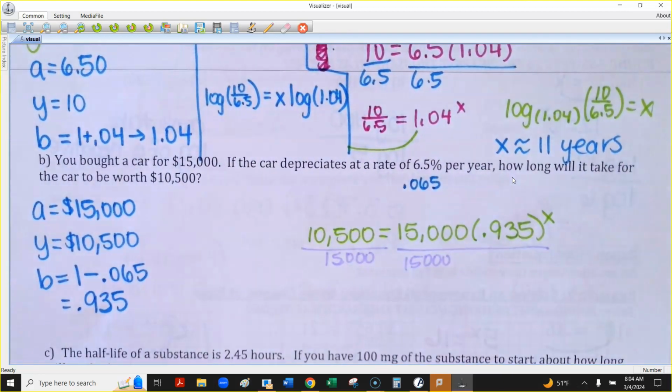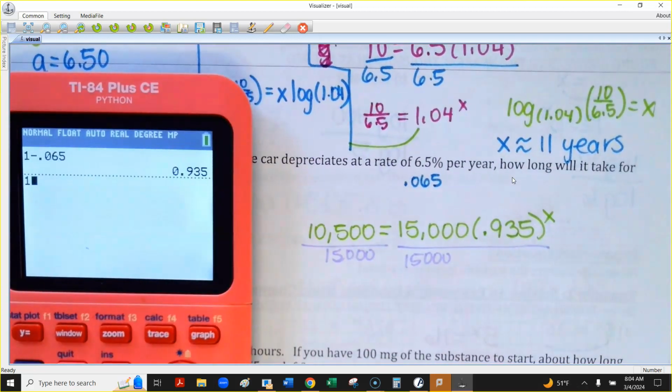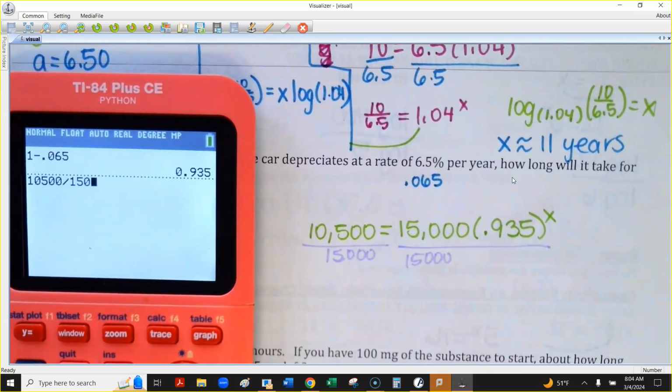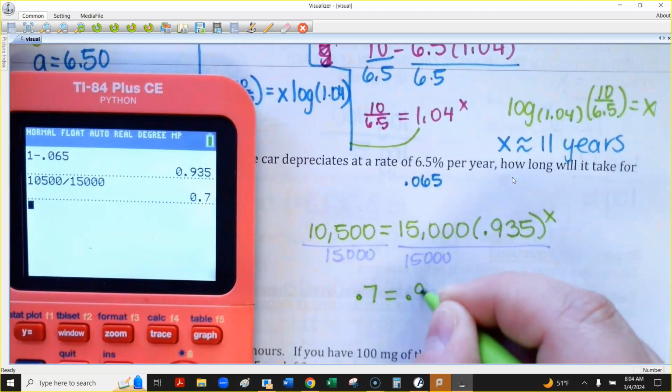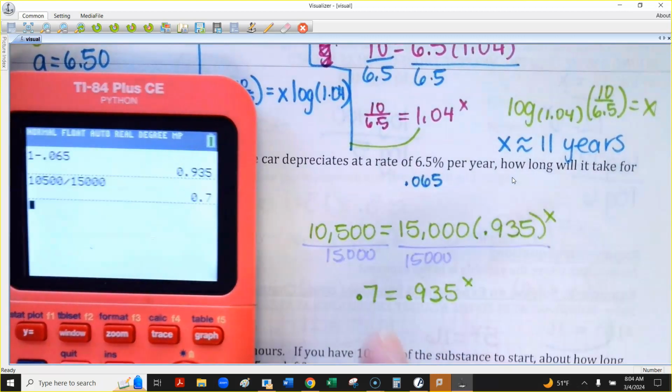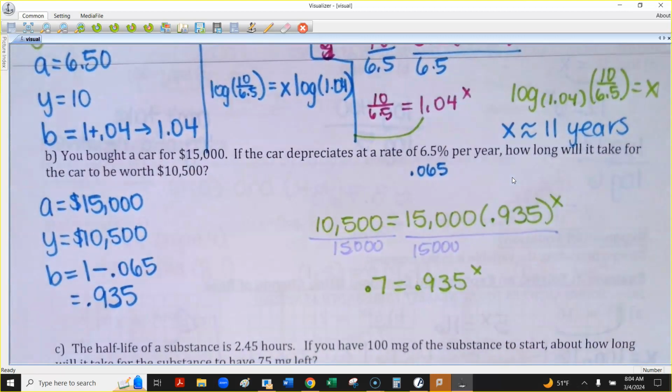Let's see if that's a decent number. Okay, now when I divided that, that's a decent decimal, right? It wasn't this long decimal that went on forever like it was in the last question. So if you get a decent decimal, if you want to use that decent decimal, go for it. So I'm just going to put this as 0.7, 0.935 to the x. Okay, now you can convert to a log.